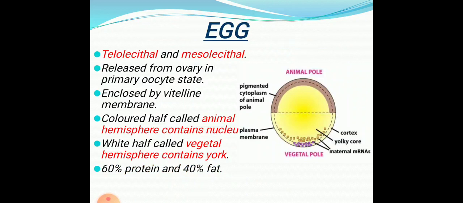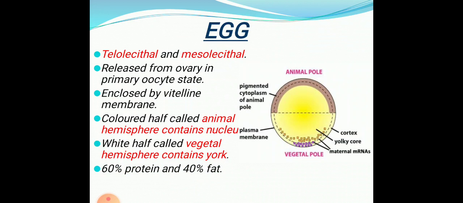In the right side corner we are showing the structure of the egg. There are different parts of the egg, that is cytoplasm, the pigmented cytoplasm of animal pole. On the upper side there is an animal pole, and the lower side is a vegetal pole. Another part is plasma membrane, and the cortex, yolk core, and maternal mRNA, because the egg is the female gamete.